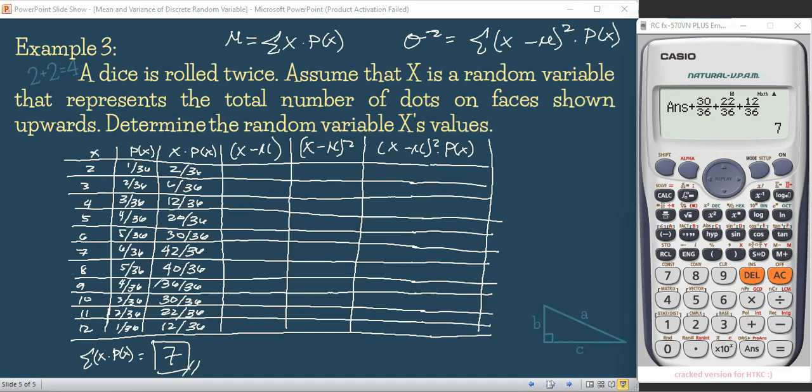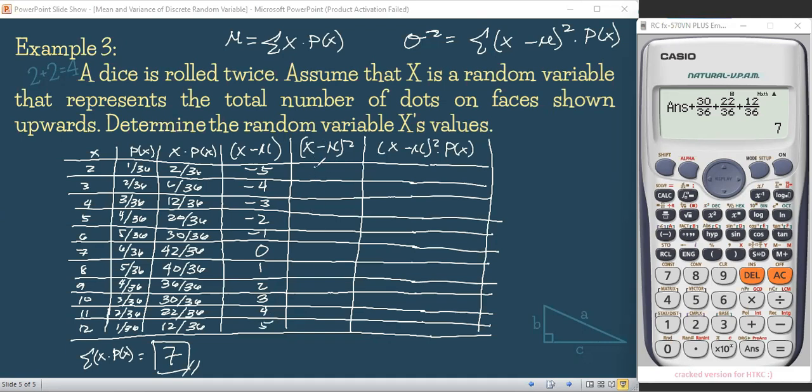So 2 po minus 7, that is negative 5. 3 minus 7, that is negative 4. 4 minus 7, that is negative 3. 5 minus 7, that is negative 2. 6 minus 7, that is negative 1. 7 minus 7, that is 0. 8 minus 7, that is 1. 9 minus 7, that is 2. 10 minus 7, that is 3. 11 minus 7, that is 4. And 12 minus 7, that is 5.